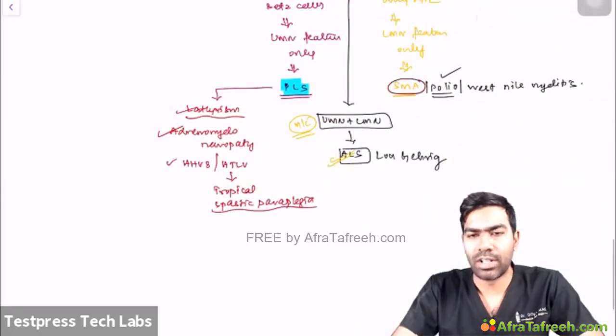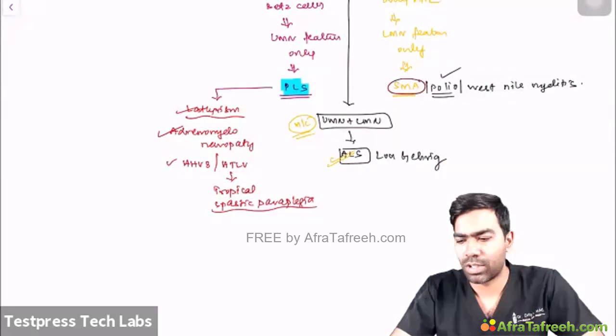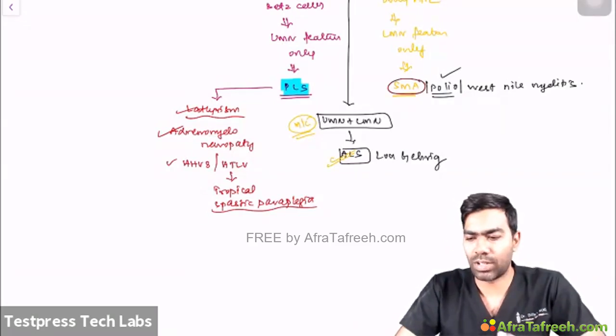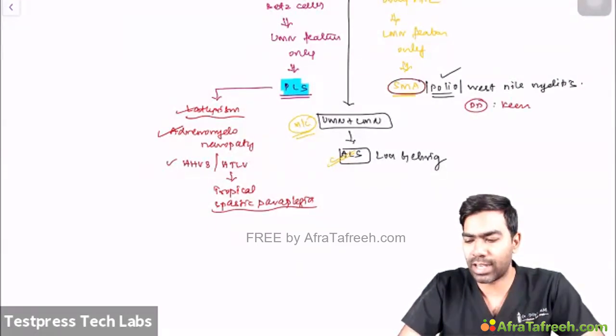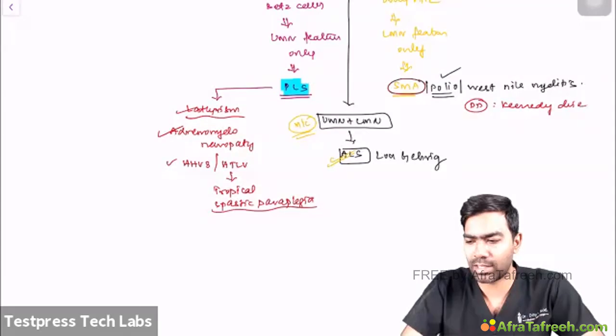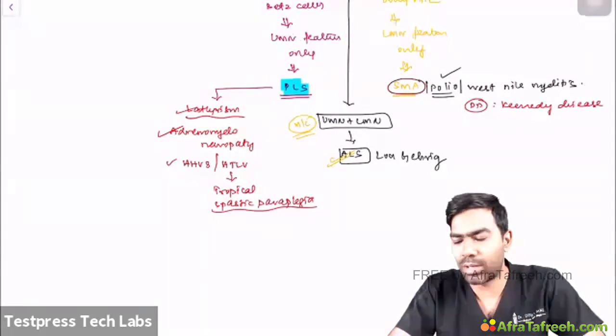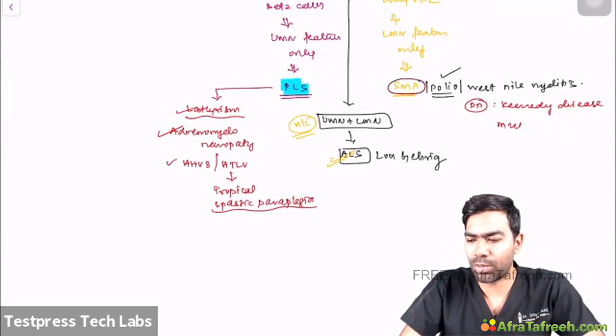As far as spinal muscular atrophy is concerned, you have poliomyelitis, you have West Nile myelitis, then you have other disorders also. For example, other DDs that you can remember are Kennedy disease. I'm going to discuss Kennedy disease in some time. That's called X-linked bulbospinal atrophy. And then we have multifocal motor neuropathy. These are differential diagnoses.